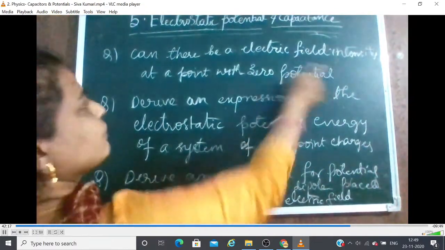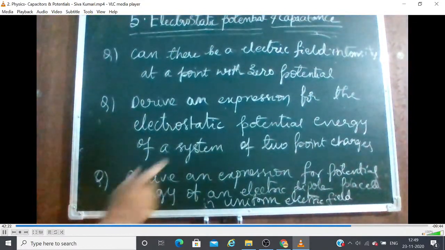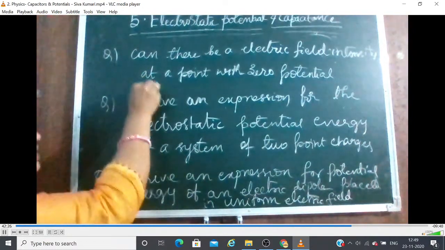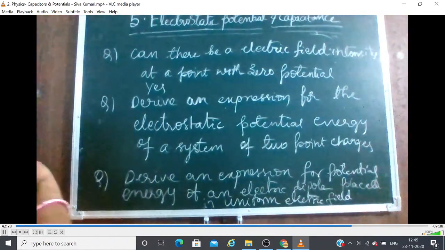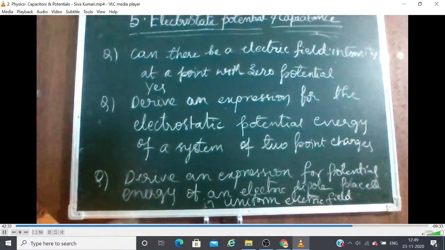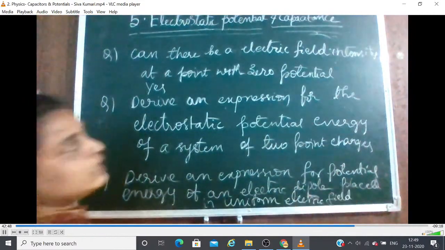Can there be an electric field intensity at a point with zero potential? With zero potential, can there be an electric field intensity? The answer is yes. There will be an electric field intensity with zero potential. For the dipole, I already explained for the equatorial line and also on the radial line. You will have one derivation for the dipole: derive an expression for potential energy of an electric dipole.